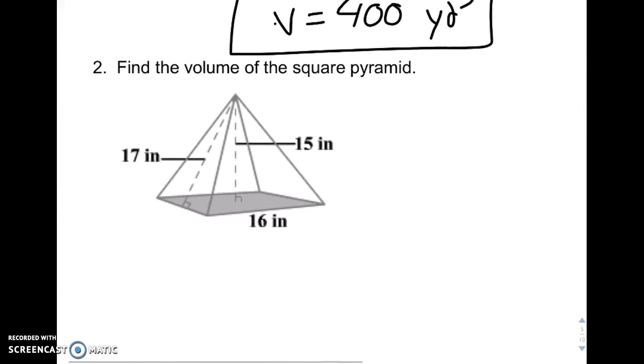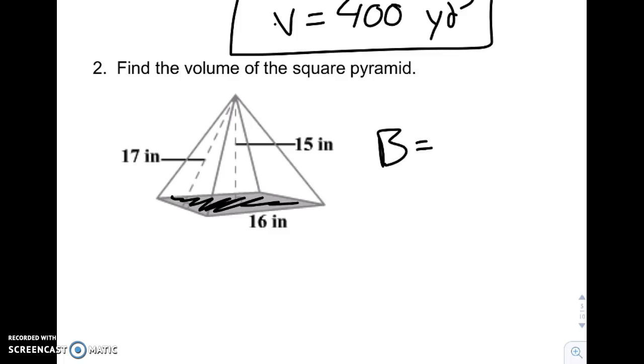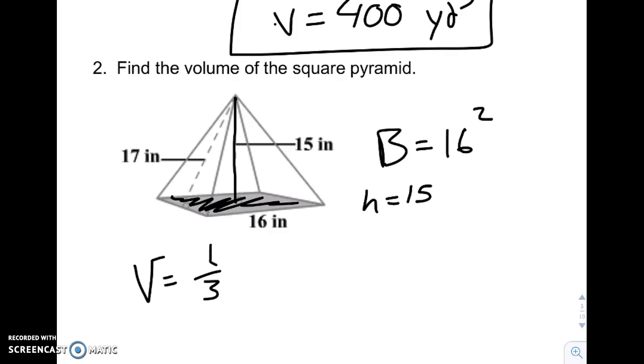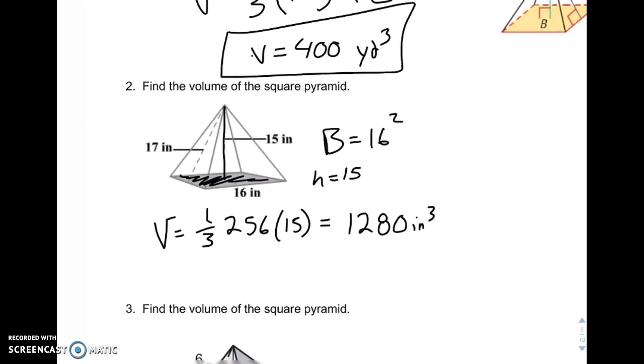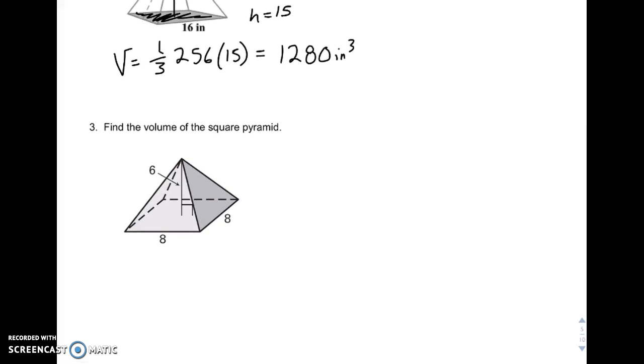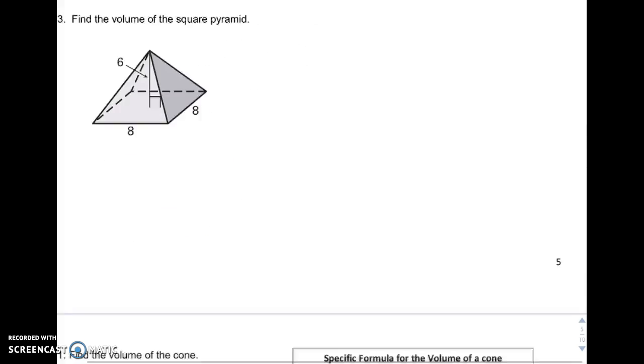So when you look at this problem, obviously the area of the base, we're going to use this 16. So area of the base is 16 squared. But now we are going to use the inside height, so h is 15. So volume will equal 1/3 area of the base, which is 256, multiplied by the height, which is 15. And we got 1,280 cubic inches. We'll have you try this last one here and check it with the completed notes.